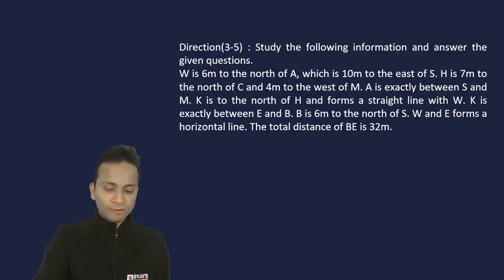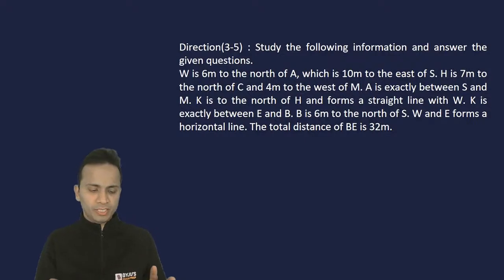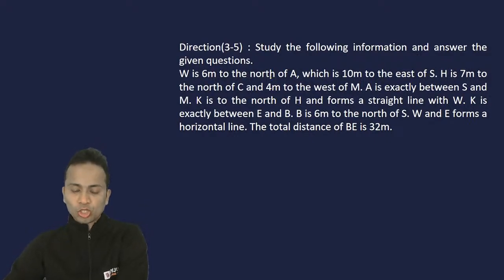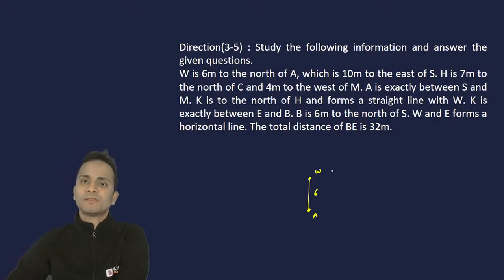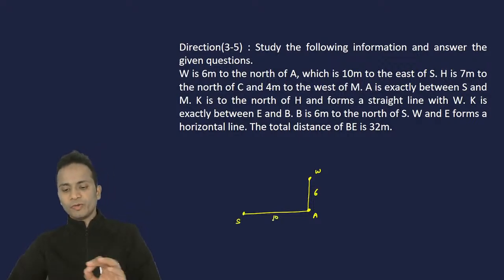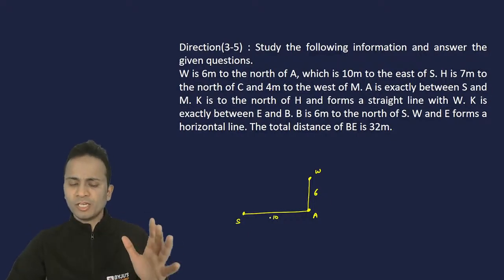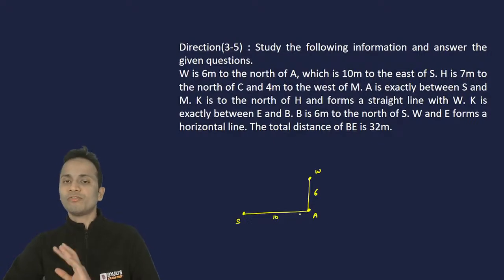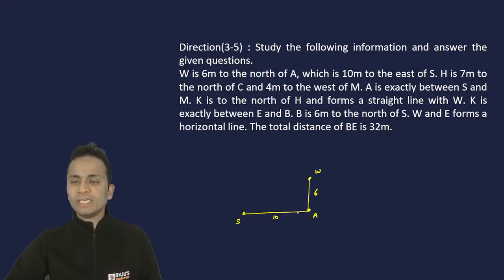Okay, so I think there is a confusion in this. Let's draw this diagram properly. All of us, let's draw this diagram properly. Now W is 6 meters north of A. If I consider point A somewhere here, then W I can draw somewhere here. Now this is 6 meters. Done. Now A is 10 meters east of S. Right? Wherever you think there is a confusion or I have made any mistake, you can stop me. So W is 6 meters north of A, which is 10 meters east of S. Done. Clear. Let's move ahead.